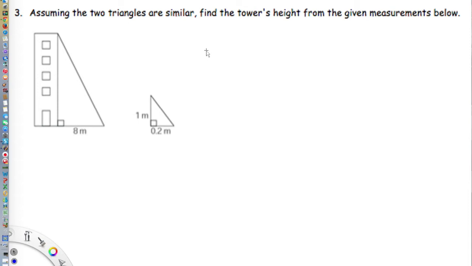Let's take a look at number 3. Assuming the two triangles are similar, find the tower's height from the given measurements below. Okay, I love these types of problems. They're really simple. You just have to see how the different corresponding sides measure up and set up a ratio. So this is my mystery side over here. I don't know the height of this building, but I know the height in ratio to its base, which is 8, has to be equal to the height of this triangle in ratio to its base, which is 0.2 meters.